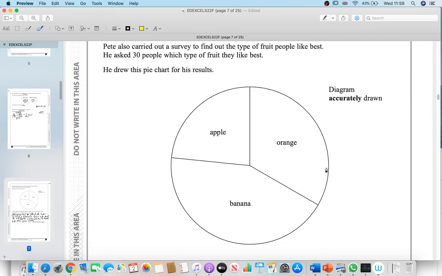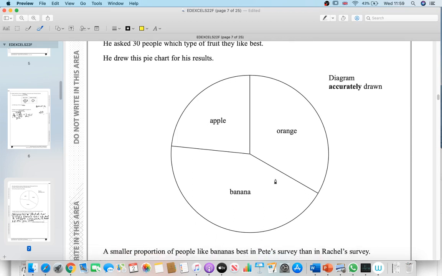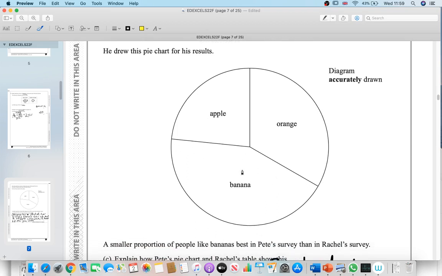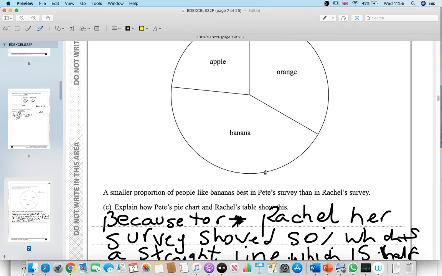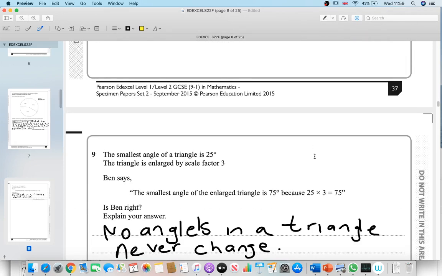So half should be like that. It should be a straight line. So we know that for Pete, bananas is less because it's less than half. So the pie chart shows this clearly. So yeah, that is the answer for there.